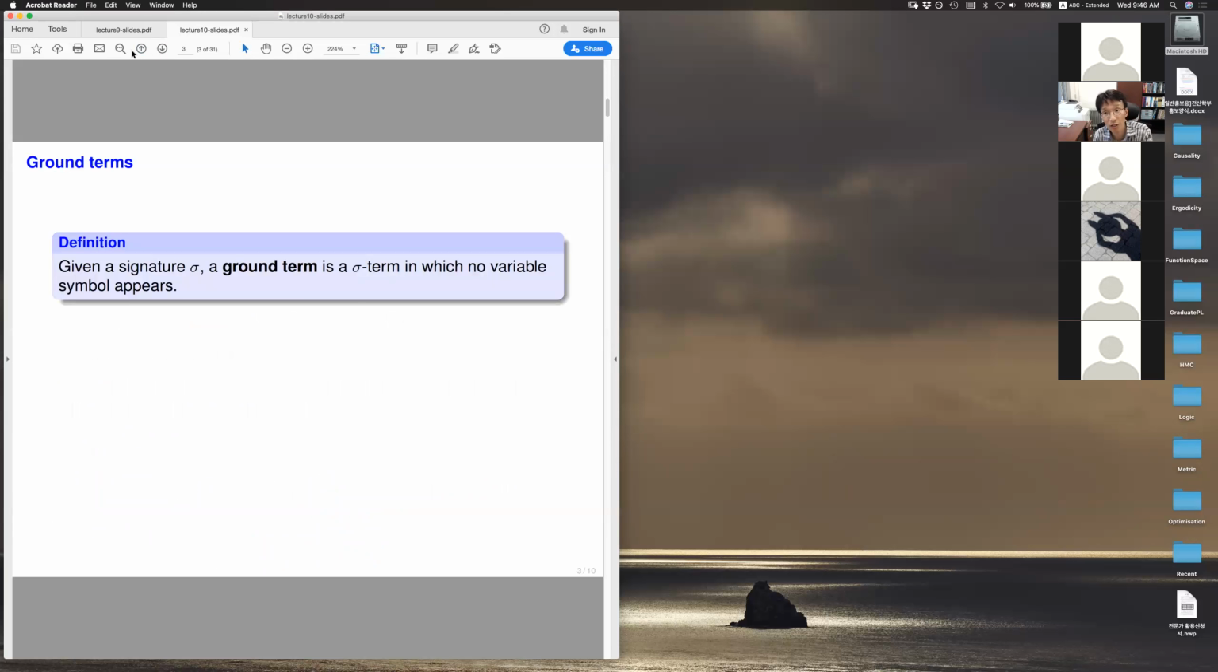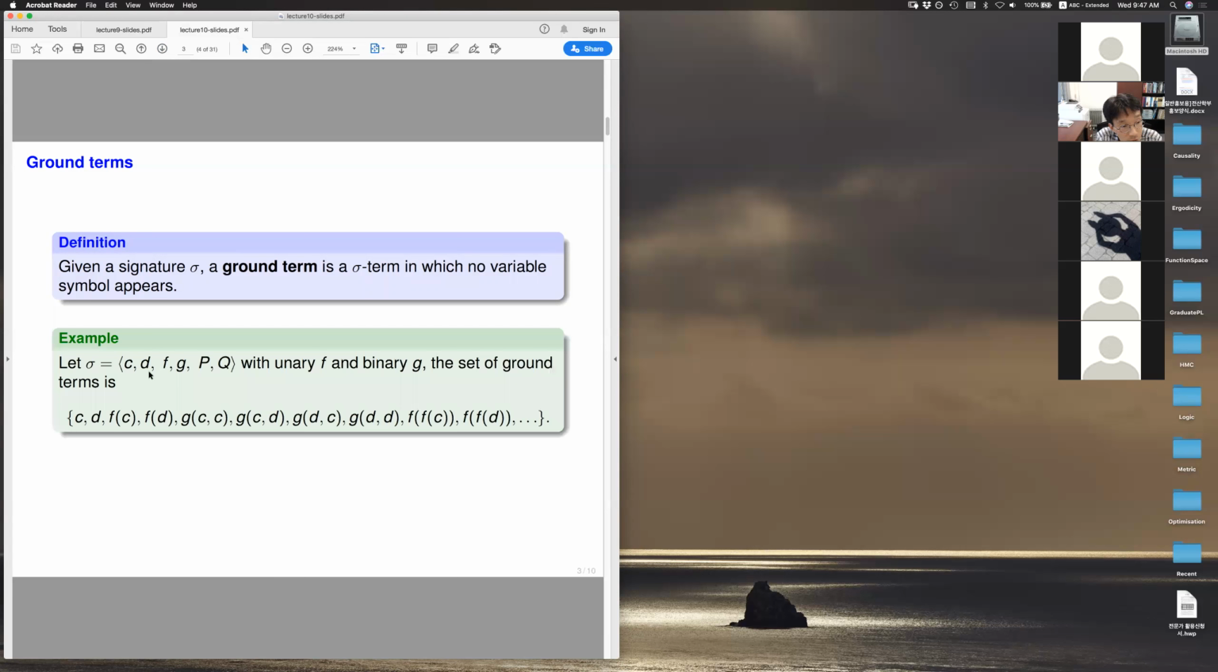So the one key concept behind the Herbrand theorem is something very obvious. It's something called the ground term. As I said before, in first order logic, we have two kinds of syntactic entities. One is called terms, the other is called formulas. A ground term is a specific kind of term which doesn't contain any free variable at all.